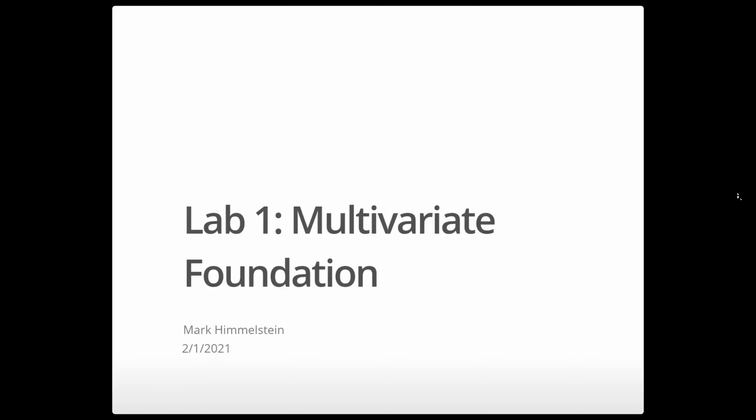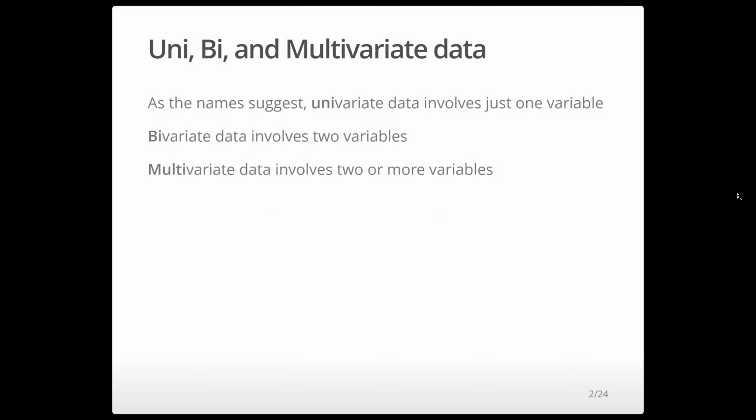The last thing we're going to do this week is look at some programming we could do to develop our intuition about multivariate statistics and develop some skills that can be helpful along the way. As the name suggests, univariate data involves just one variable, while bivariate data involves two variables, and multivariate data involves two or more.